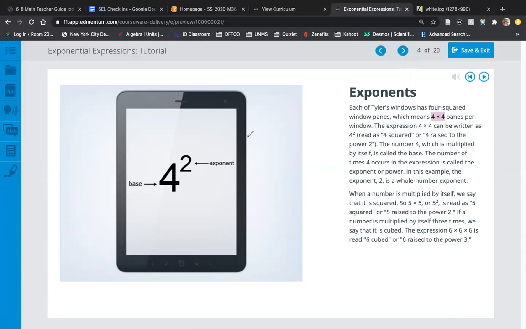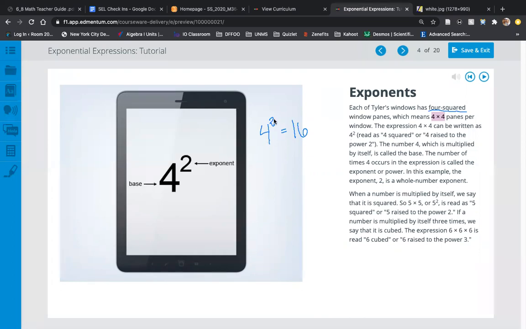So 4 squared, this here, 4 with that little 2 up top, is read as 4 squared, right? So 4 squared is equal to 16 is what that's telling us there, because we already counted up on that last page, and we know that it should be 16 there, right? So it says the expression 4 times 4 can be written as 4 squared, or 4 raised to the power of 2. There's a couple of different ways that you can write it.